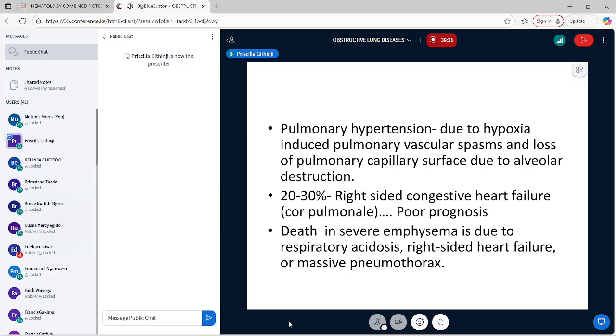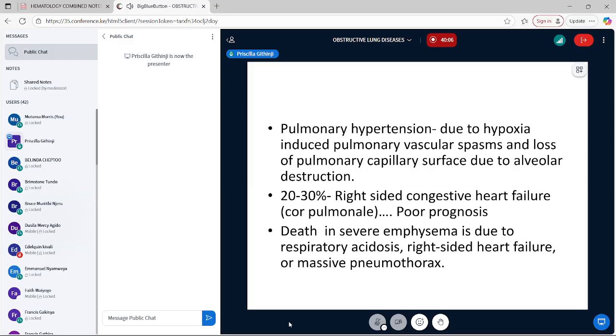In 20 to 30% of the patients, because of severe pulmonary hypertension, they end up developing right-sided congestive heart failure, what we call cor pulmonale, meaning that the heart failure is as a result of a lung abnormality. So heart failure due to lung abnormalities, we call that cor pulmonale, and this is usually a poor prognostic indicator.